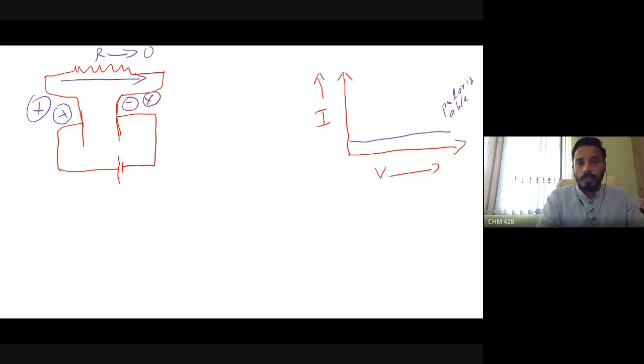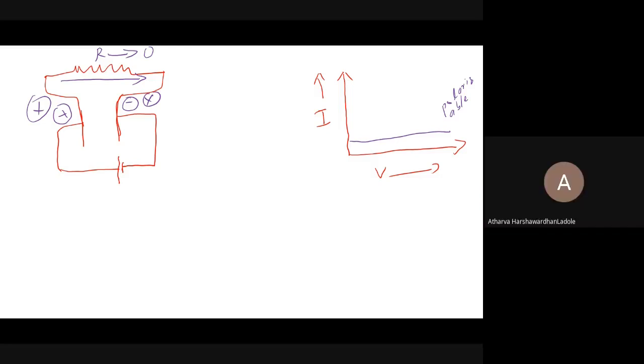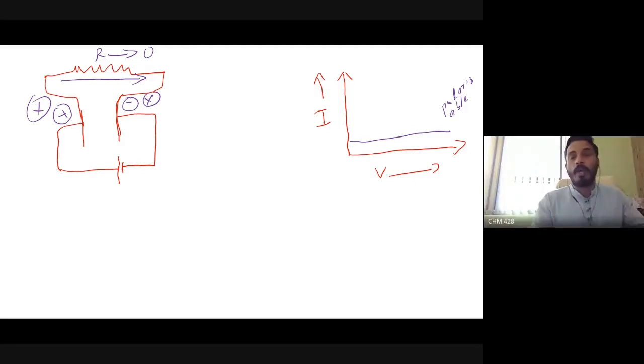So what will be the consequence? There is no accumulation of charge. In an ideal case, there won't be any accumulation of charge on the capacitor plates because charge is flowing across the resistor. If there is no accumulation of charge across the plates of the capacitor, the voltage will not change. Yes or no? Yes, sir. But current will change. So there will be a current flow because charge is leaking across the resistor.